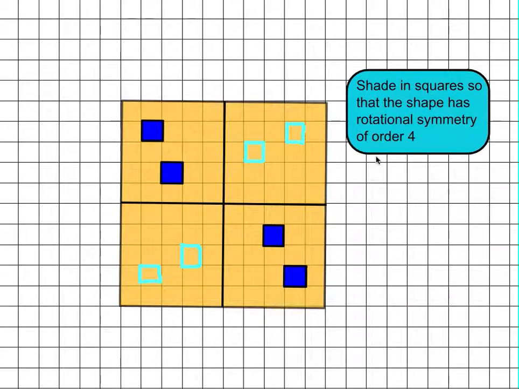We won't be discussing line symmetry here. That's just mirror lines. That should be all you need to access the exercise below.